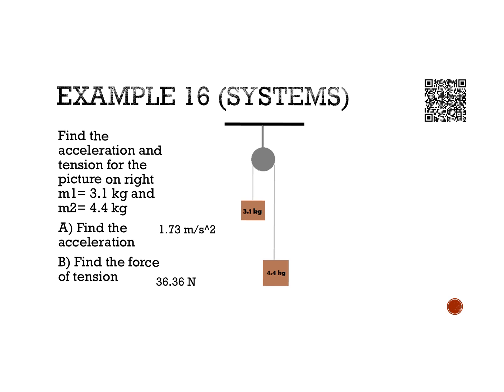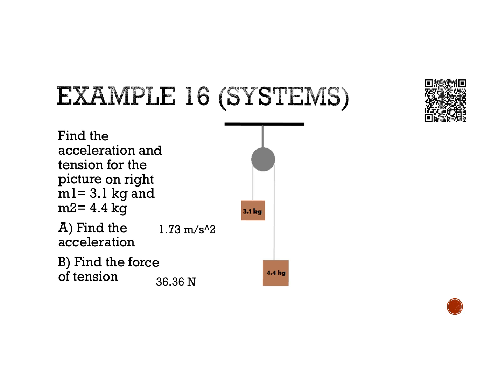Okay, so the notes are going to pick up with example 16. That's where we were. We're talking about systems. Find the acceleration and the tension for the picture on the right. You've got mass 1, which is 3.1 kilograms, and mass 2, which is 4.4 kilograms. So first it tells me to find the acceleration.